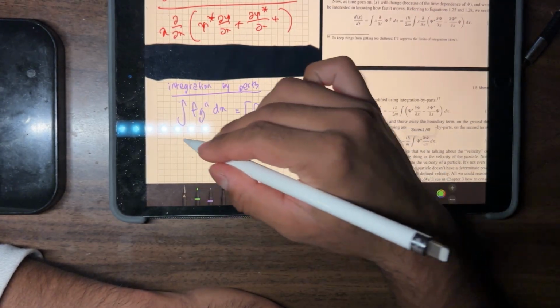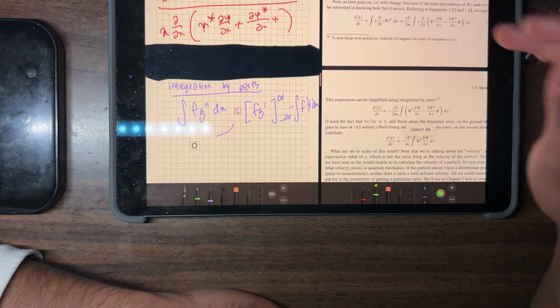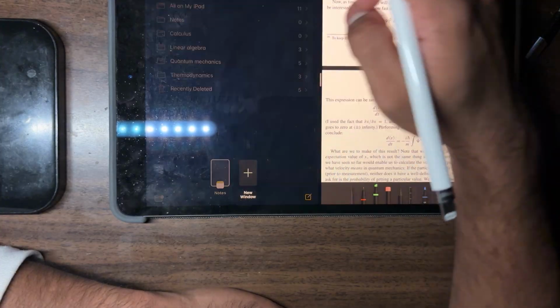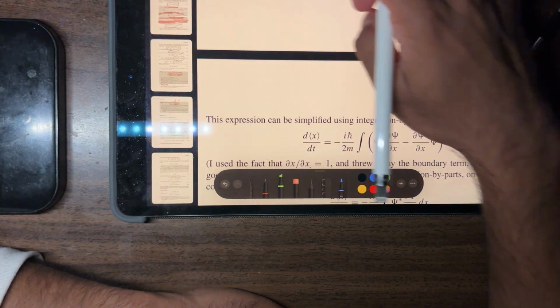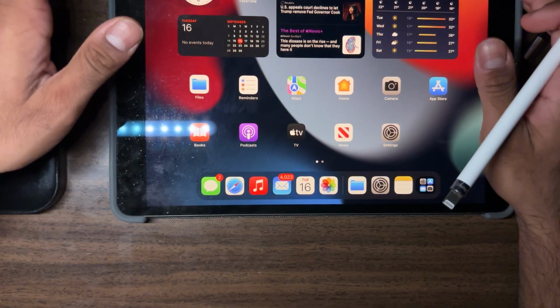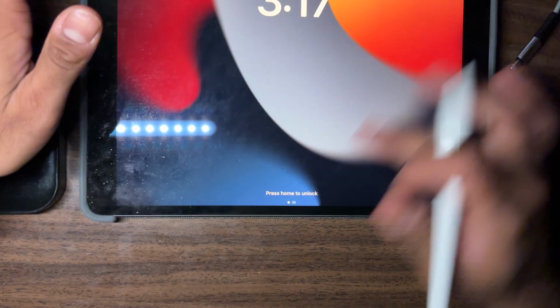Okay, let's actually move this guy. Okay, it's actually pretty slow. I have to close and then close. Switch off and switch on again.